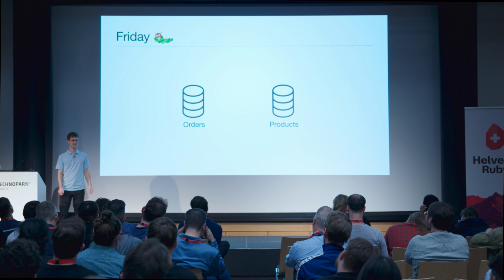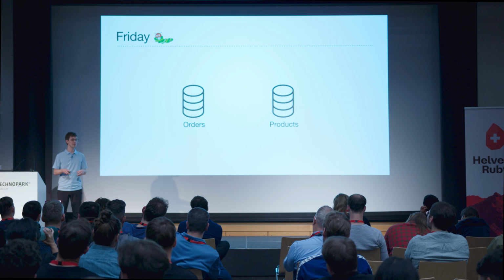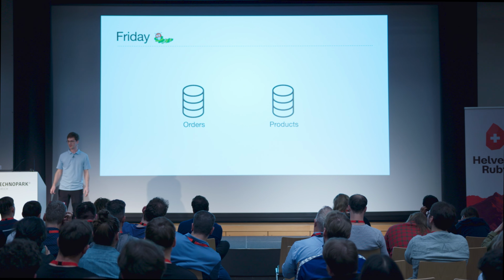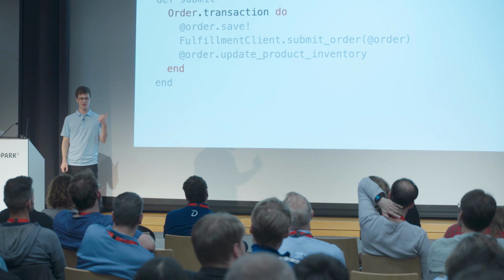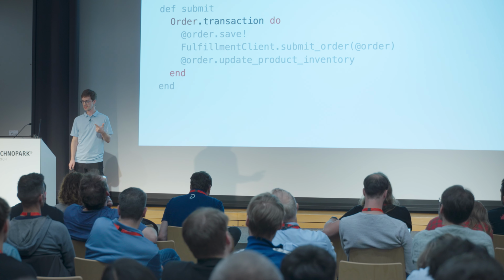Cat meets with the database team, and they decide to split out these tables that are getting so many writes into separate databases. So there's now an orders database, a products database. But that leaves Cat with a bit of a problem here. Because inside of this orders transaction, there's now orders queries and products queries.